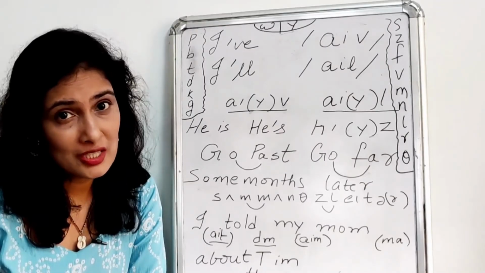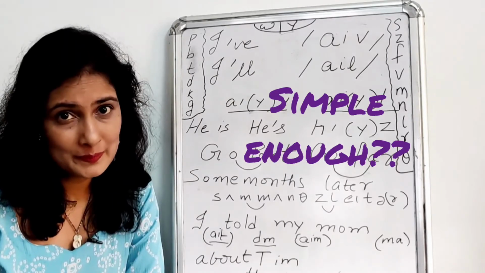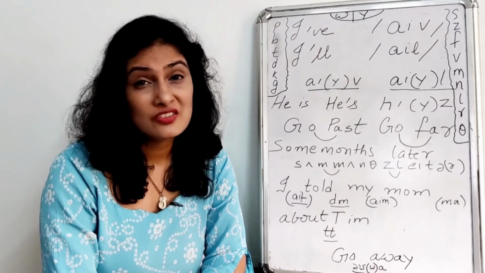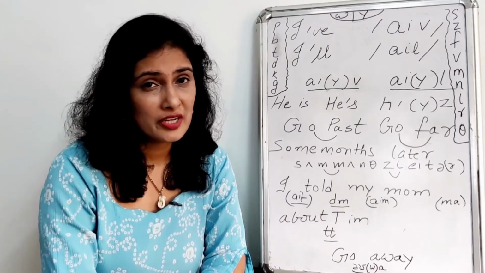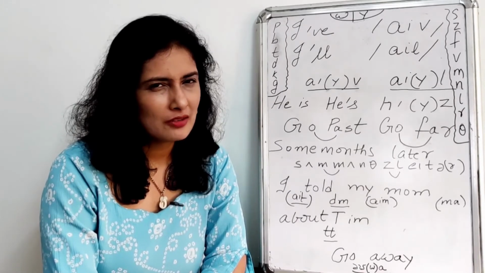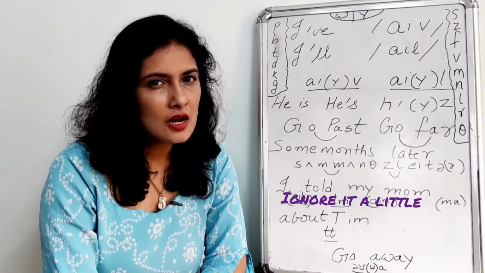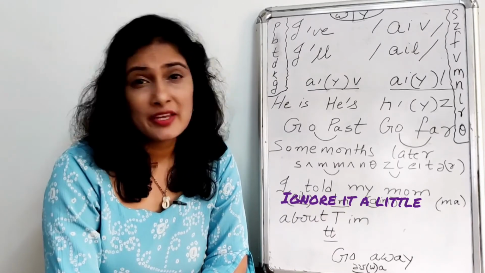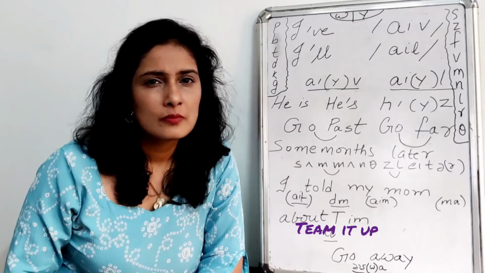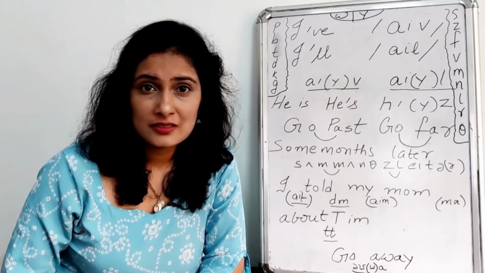I hope I've managed to keep word connections simple. In simple words, the only hindrance usually is the stop consonant. Whenever it decides to show up, you can just manage it by ignoring it a little or teaming it up with the next consonant, with its partner. But yeah, let's do a little bit of practice.